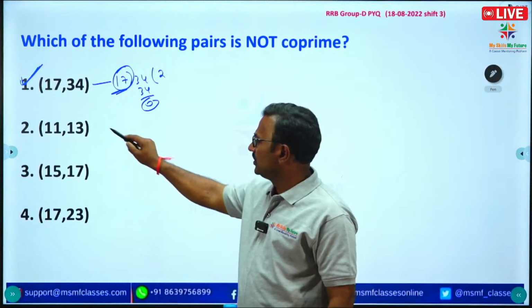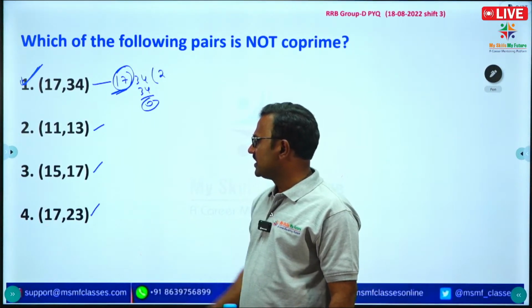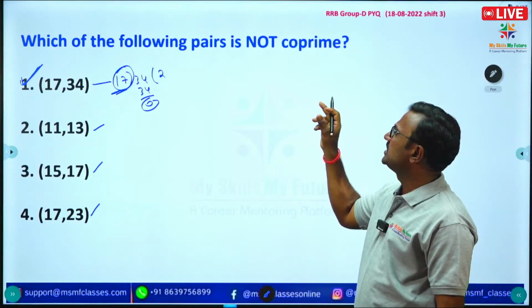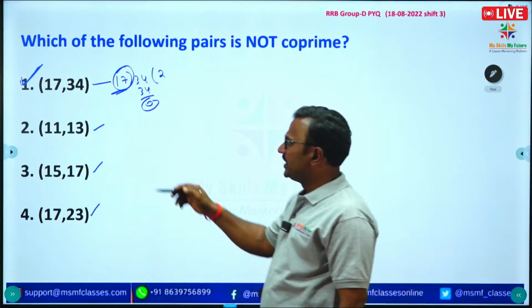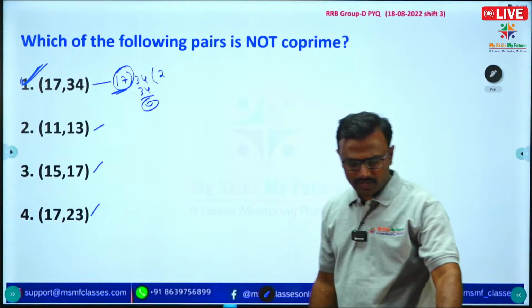Here the HCF is 1. Here also the HCF is 1. Here also the HCF is 1. So what is our question? Which of the following pairs is not co-prime? So 17 and 34 are not co-prime. Okay, right. Next question.